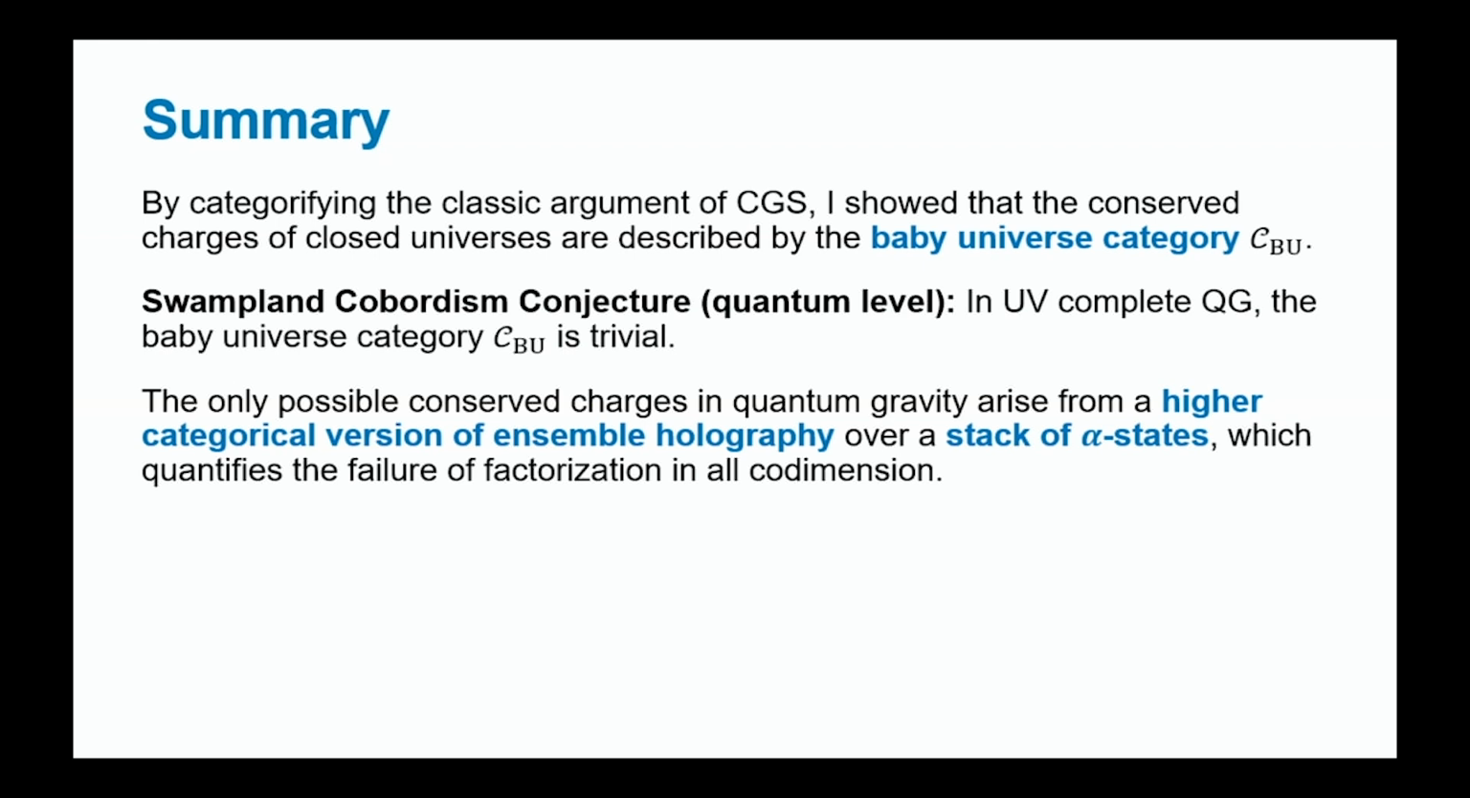Then, using this Tannakian reconstruction, I've argued that the only possible conserved charges in quantum gravity arise from this categorical ensemble holography. What we have is a stack of microscopic theories, and we've averaged them over the stack in this way I've been describing. So this quantifies the failure of factorization in all codimensions. So thank you very much, and happy to take questions or discussion.